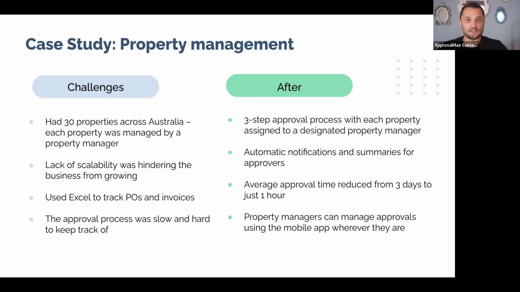It's just a 3 approval step where a property manager would send it to his manager. Then it will go to the headquarters. They can easily see what was an expenditure. These automatic notifications will be sent across board to everyone who should be involved in the process. And average approval time was reduced from 3 days to just 1 hour.